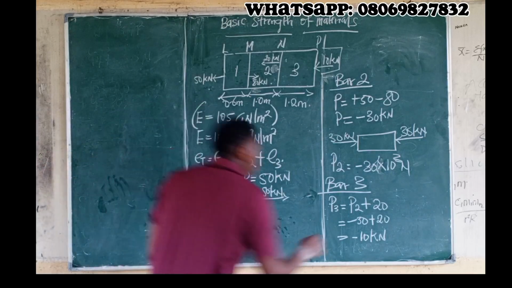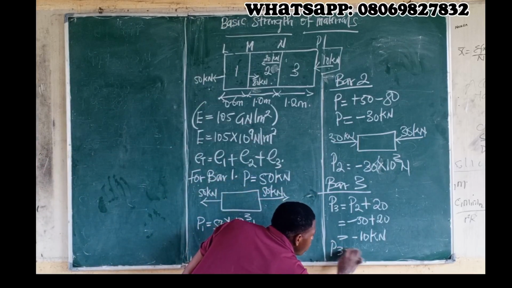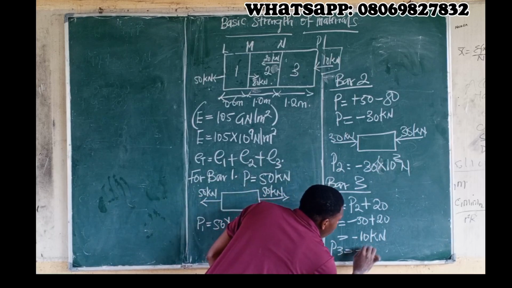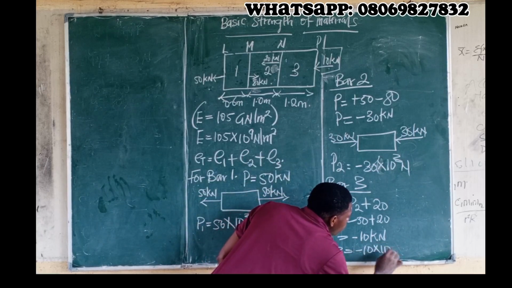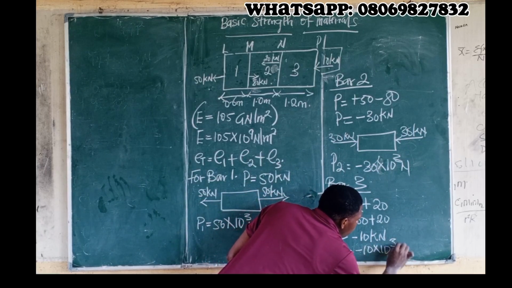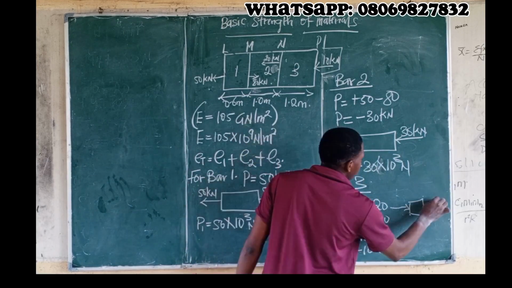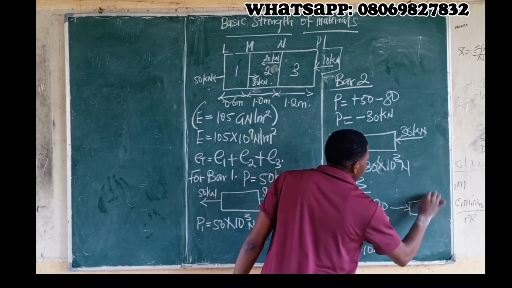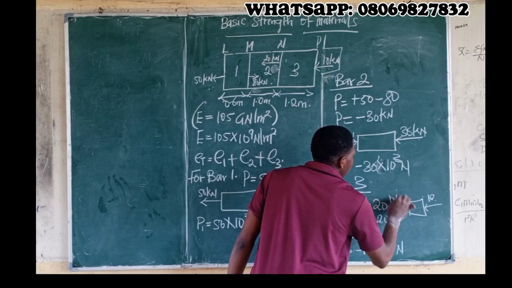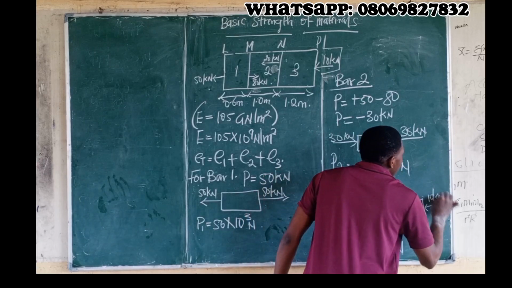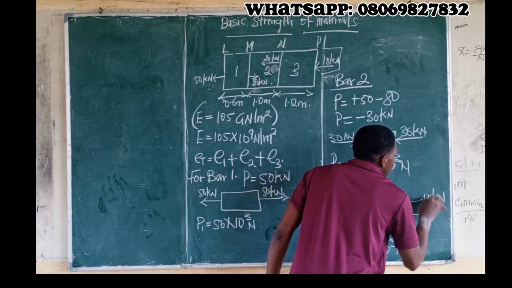So we have gotten P3 to be what? P3 is equal to minus 10 times 10 raised to the power of 3, so 10 kilo Newton. So this is 1 and 0.